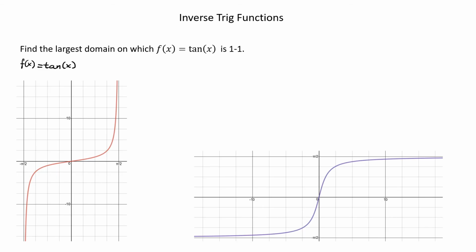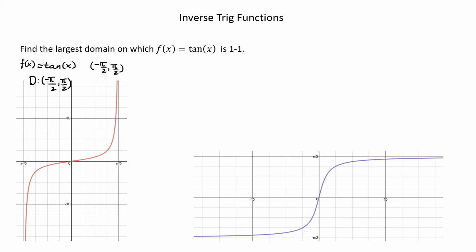Okay, so here's a graph of the traditional restriction of f of x equals tangent of x to the domain negative pi over 2 to pi over 2. We can see that on this domain, tangent of x is one-to-one. If we draw any horizontal line, it's going to intersect our graph once. So this is going to be tangent with domain negative pi over 2 to pi over 2.